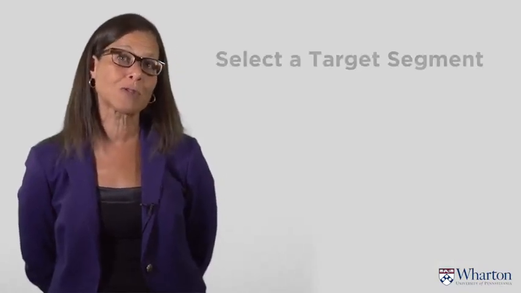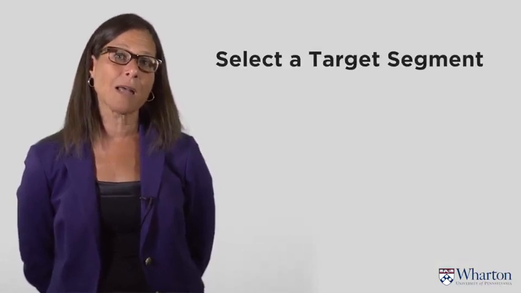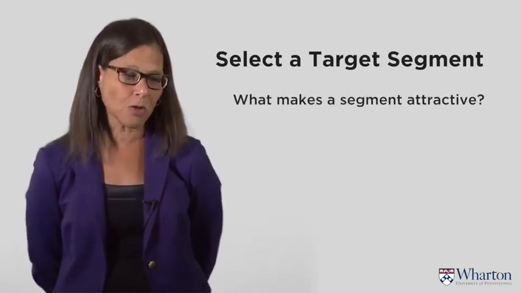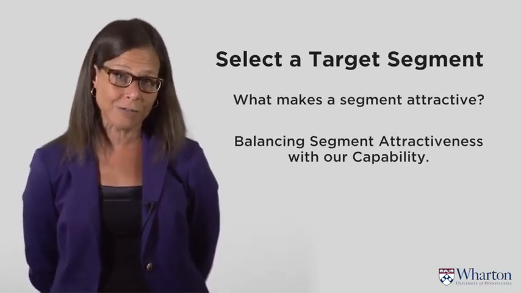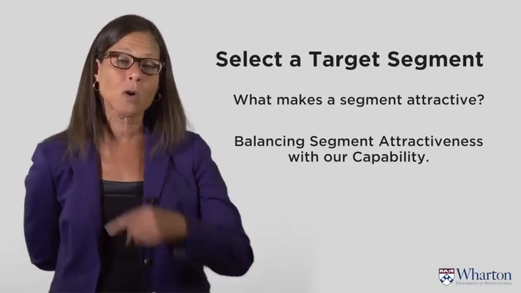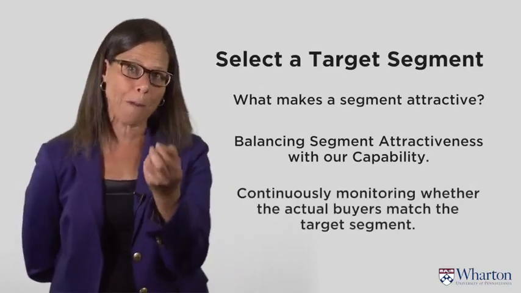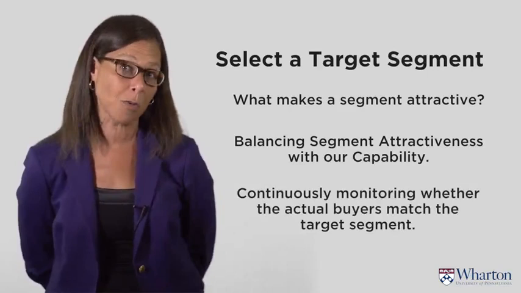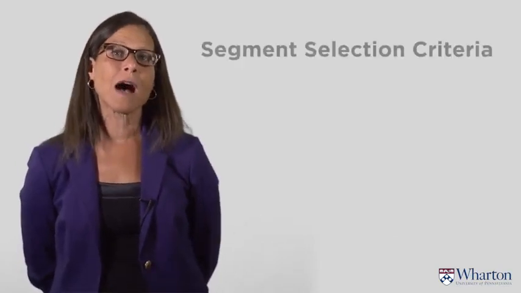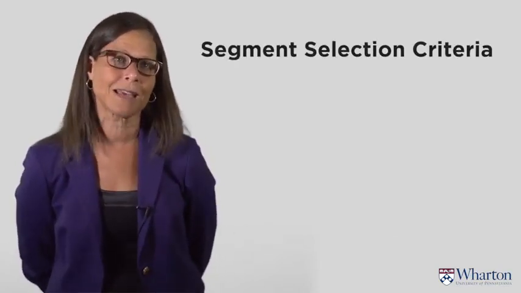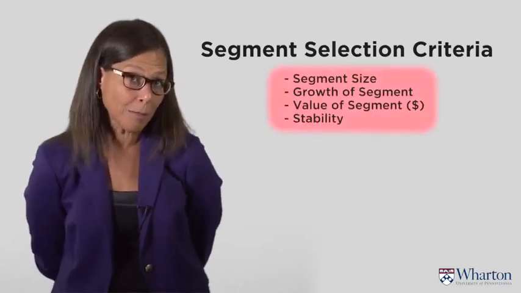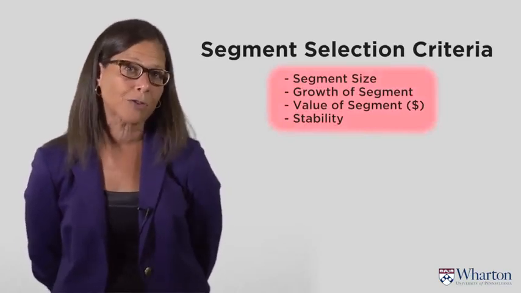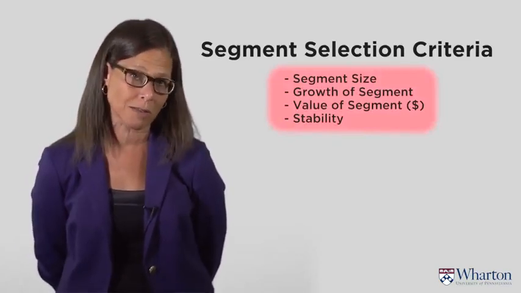Once you define your segmentation variables, then you need to select a target segment. And so what makes a segment attractive? You need to balance the attractiveness of the segment with your capability to deliver to that segment. And you need to constantly monitor whether the actual buyers that you're targeting are matching what you think they should be doing. So how do you pick this segment? You determine the attractiveness of the segment. How big is it? How much growth is there? How much money do they have to spend? How stable is it? All of these are signs of an attractive segment.